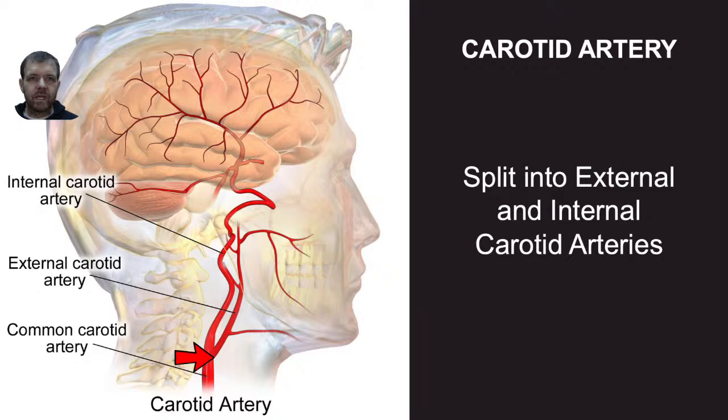So what we're going to do, we're going to have a look at these different branches and where they go to. So we've seen the split, we've seen where that carotid sinus is around this area here. There's also a chemoreceptor site in that area as well, so it detects chemical changes in the blood as well.